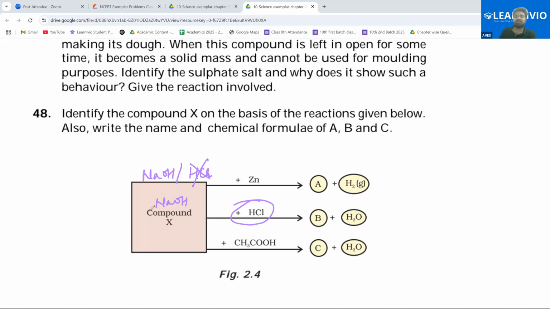If it is HCl, it will not react with HCl, but NaOH will react with HCl. So what will be formed? Here acid and base are reacting together. NaOH when it reacts with HCl, this is base, this is acid, so salt and water will be formed: NaCl plus water. Next, neutralization reaction, right?